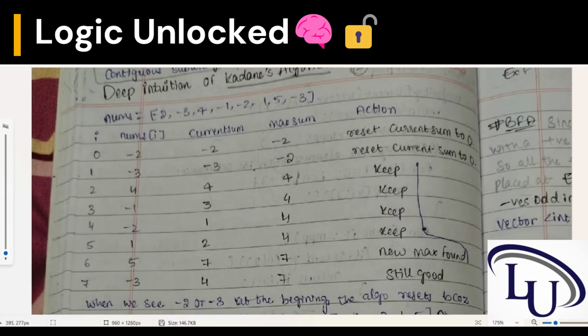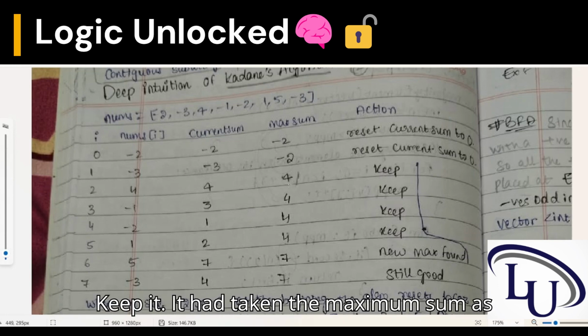Same thing, minus 3 and minus 2. Minus 2 is the big one. Even though minus 2 is the bigger one, we'll be resetting it to be 0 because it is a negative. Next, we'll be going with the 4. That is, 4 is the maximum. Keep it. It had taken the maximum sum as 4.